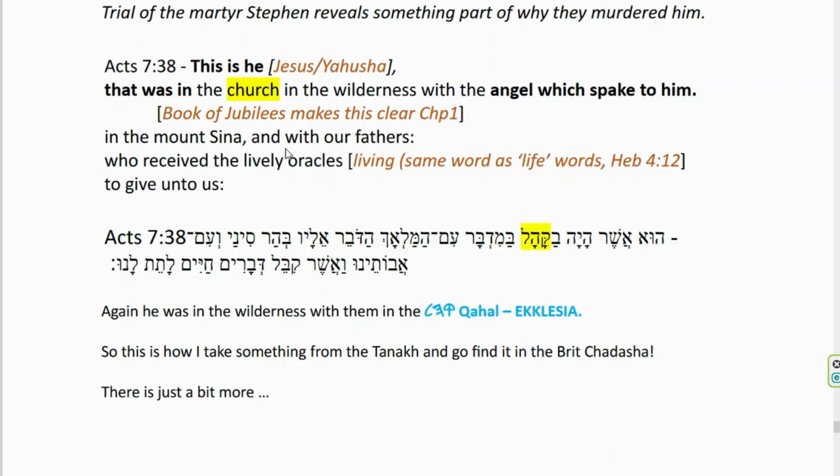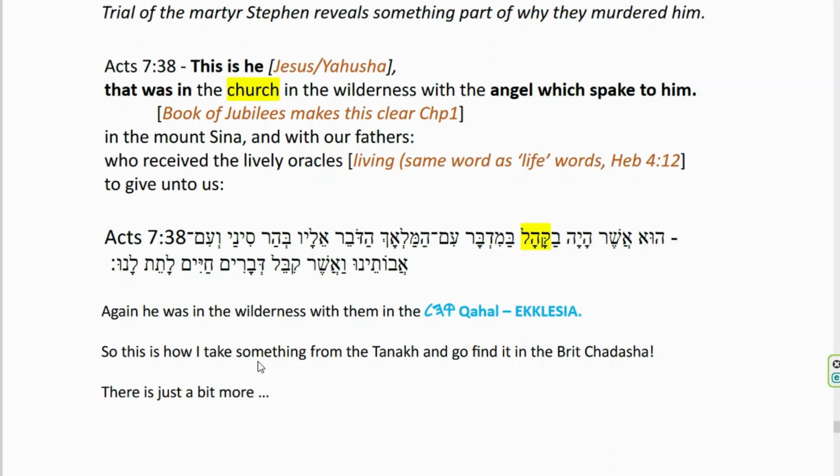In the Mount Sinai with our fathers, who received the lively oracles. The word lively in the Aramaic and Hebrew is living. It's saying that he gave them a living word that was alive. You can also find this in Hebrews 4:12. To give unto us. So when you look at the Hebrew here for this verse, it's the word kahal. Again, it's the ecclesia. So Yahusha, this is he that was in the ecclesia in the wilderness with the angel that spake to him.